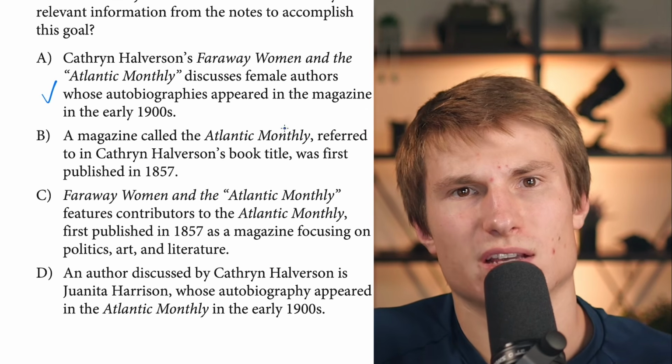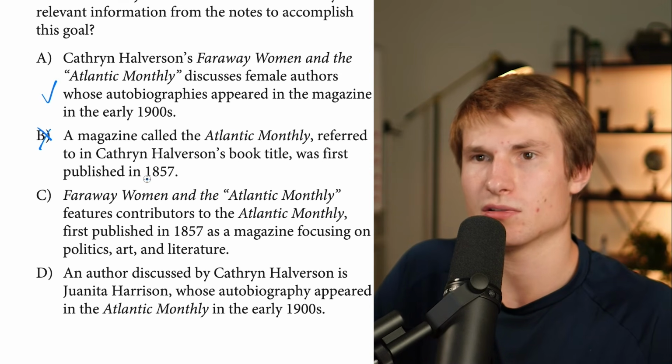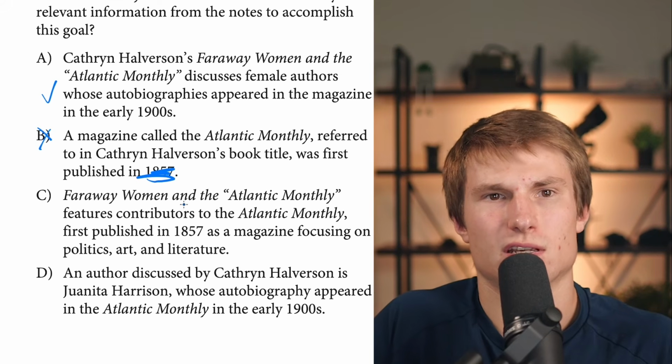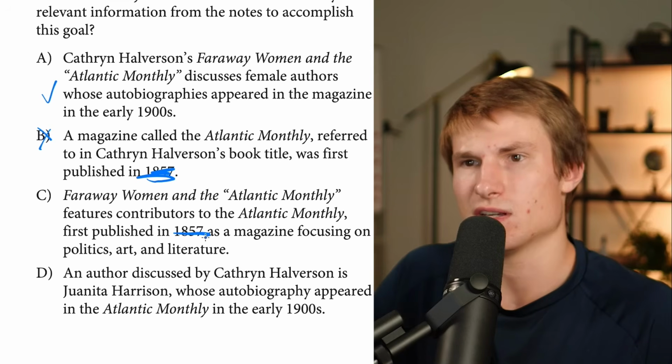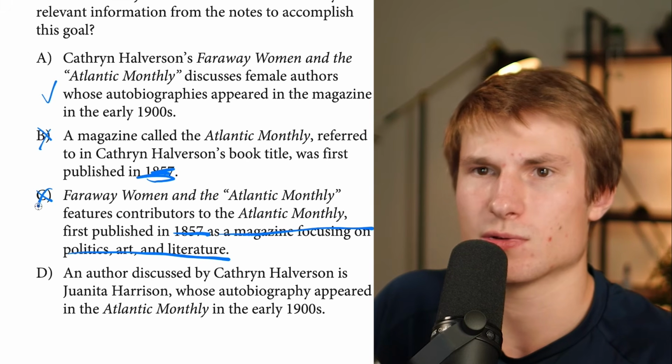We've got B, magazine called the Atlantic Monthly, referred to in Catherine's book title, was first published in 1857. They're already familiar with the Atlantic Monthly, so we don't need to mention when it's published. If you look at C, Faraway Women in the Atlantic Monthly features contributors to the Atlantic Monthly, first published in 1857 as a magazine focusing on politics, art. Once again, this is redundant because the audience already knows this, so we can get rid of C.